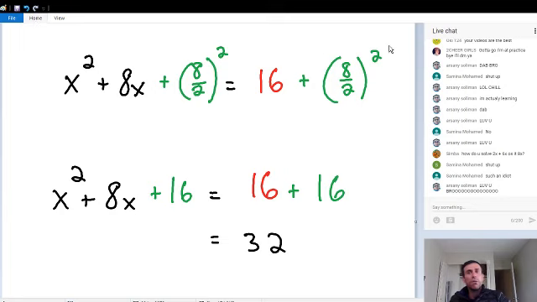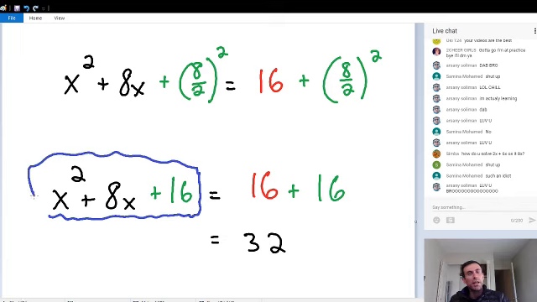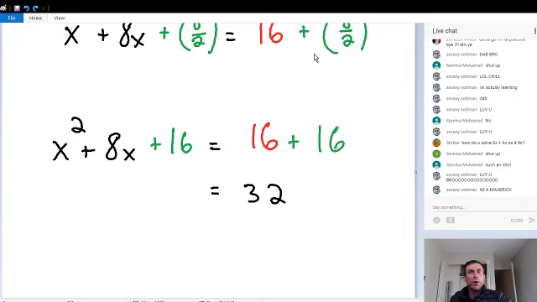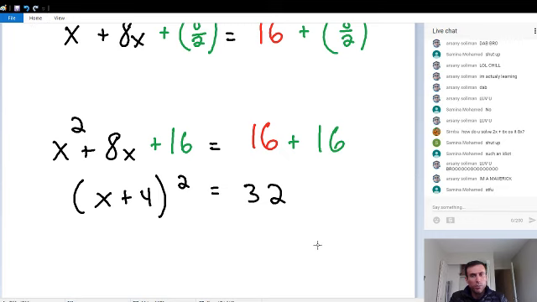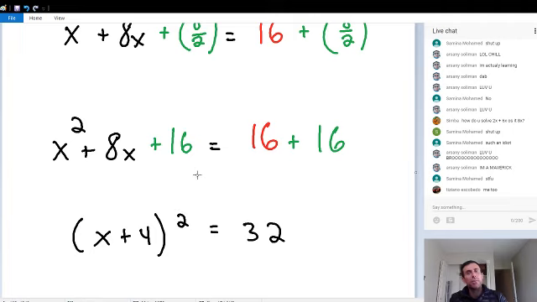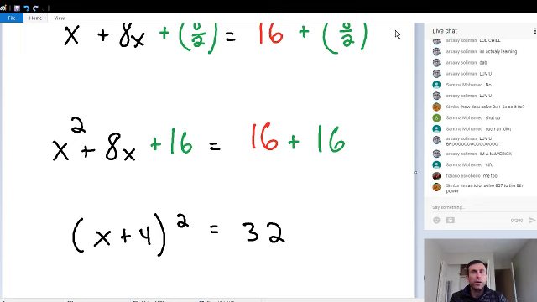And notice on the left-hand side, we have a perfect square. x squared plus 8x plus 16. Because we have a perfect square, we know that we can rewrite it with an x as our first term, and our second term is always half of b. Half of 8 is equal to positive 4, and we need to square it. And I'm running out of space here, so let me just move this down a little bit. Okay, so now at this point, we just need to solve for x.